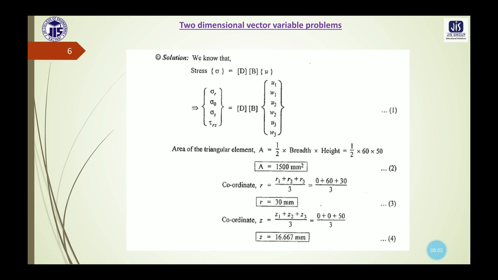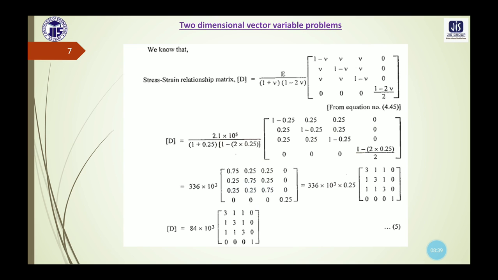Next, we need to calculate the coordinate z, and the formula is (z1 plus z2 plus z3) divided by 3. Now the values of z1 and z2 are given as 0 in this diagram, and the value of z3 is given as 50. So the value of z will be 50 by 3, which is calculated as 16.667 millimeter. So till now in this numerical, we have calculated the area of this axisymmetric triangular element and the coordinates r and z.